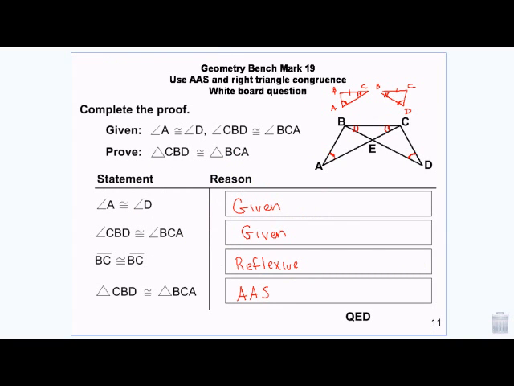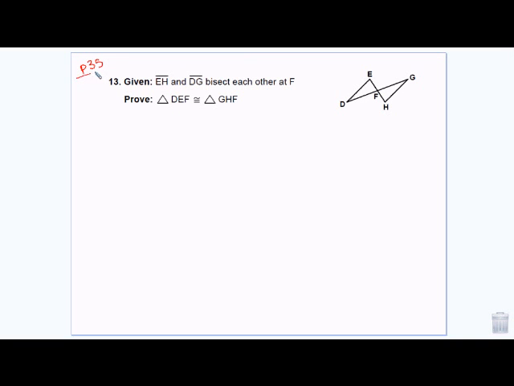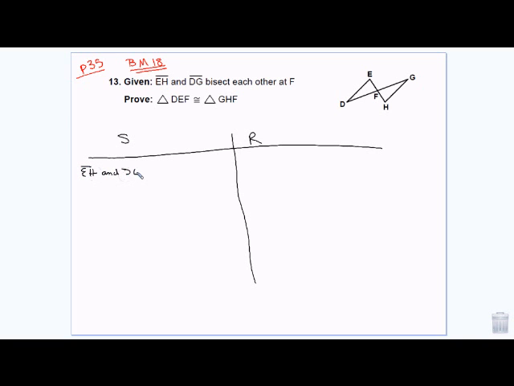Okay, now what I need you to do is in your packets, go to page 35. This is on page 35, and that's benchmark 18. Look at number 13. I want to go over this proof with you before I give you the homework assignment. So let's look at how you go about a proof like this. Remember, we have two columns, statements and reasons. Actually, I'm going to give myself more room on the reasons. Statements, reasons. Okay, so my first statement is EH and DG bisect each other.